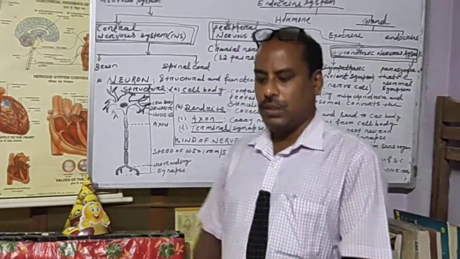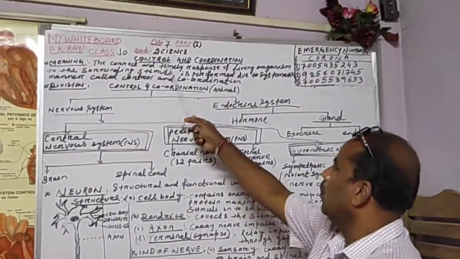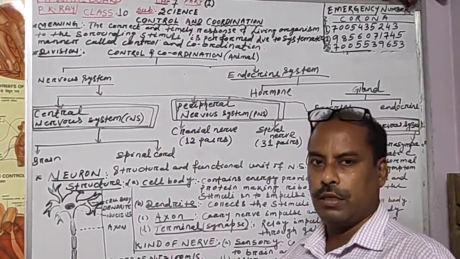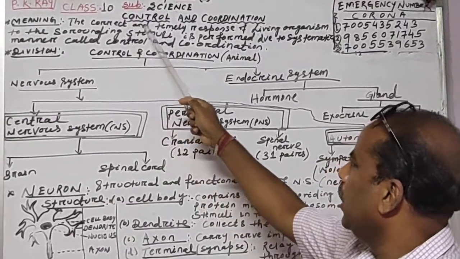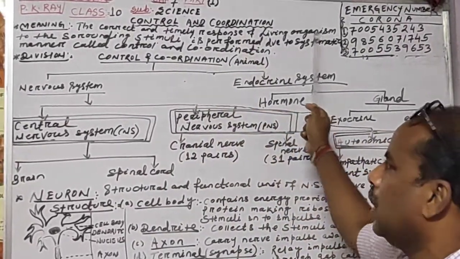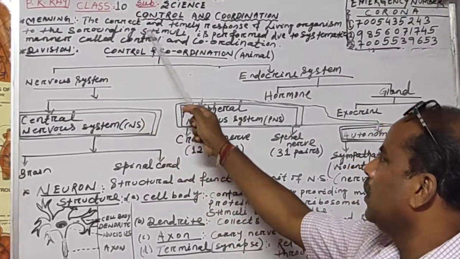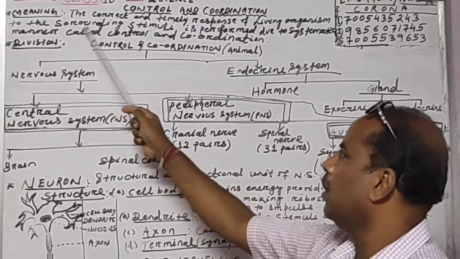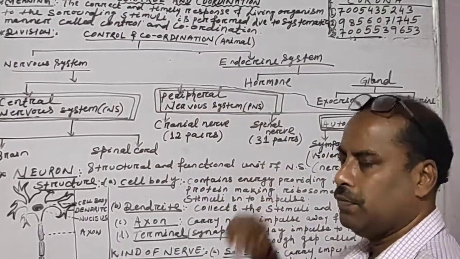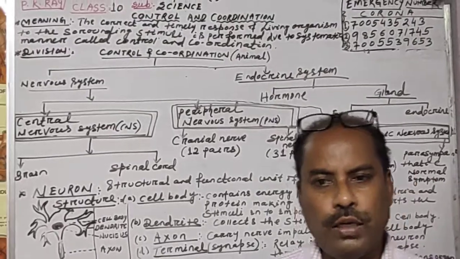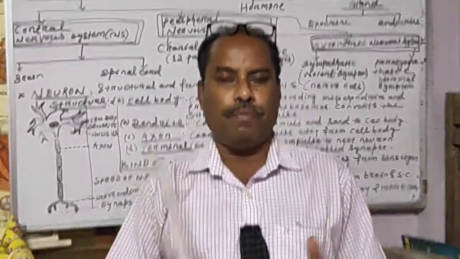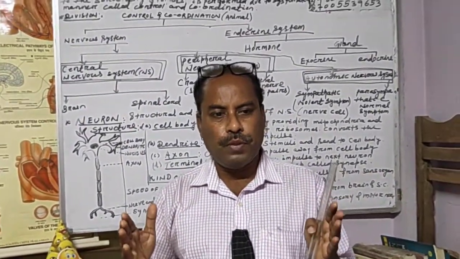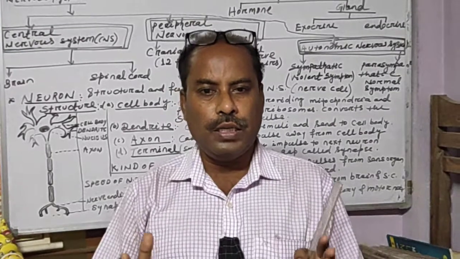Let us come to Chapter 7, Control and Coordination. So what is the meaning of control and coordination? Here it is written: the correct and timely response of living organisms to the surrounding stimuli is performed due to the systematic manner called control and coordination. Control and coordination means it is a system through which the organism or organization runs or functions in a smooth way.